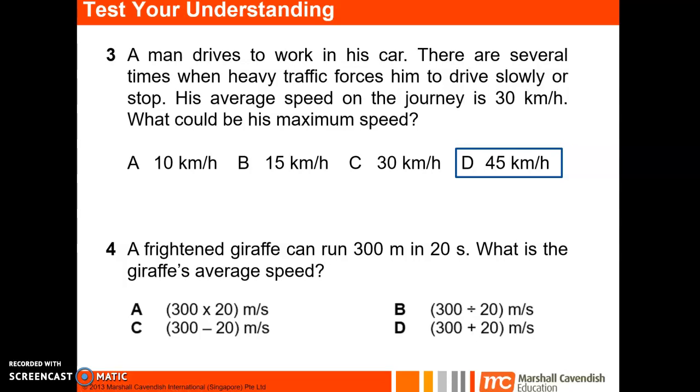Okay, question 4. A frightened giraffe can run 300 meters in 20 seconds. What is the giraffe's average speed? Using the formula, speed equals distance divided by time. So the distance, 300, divided by the time taken. That will give me the answer of B.